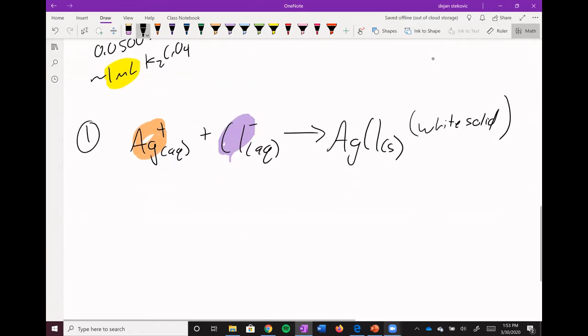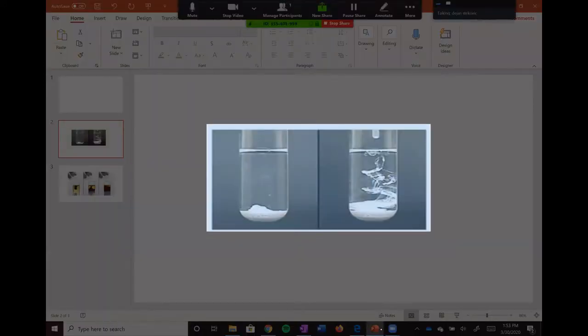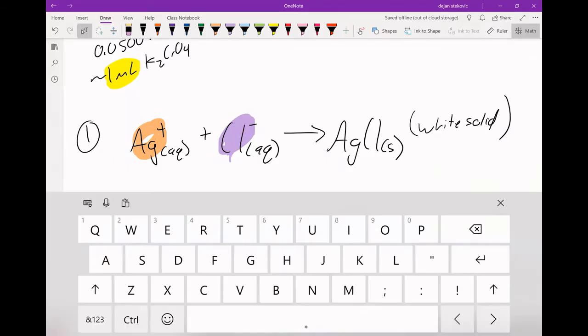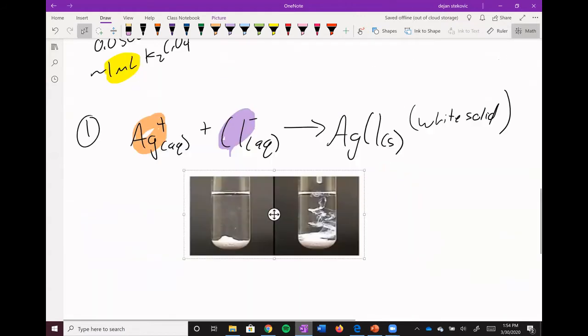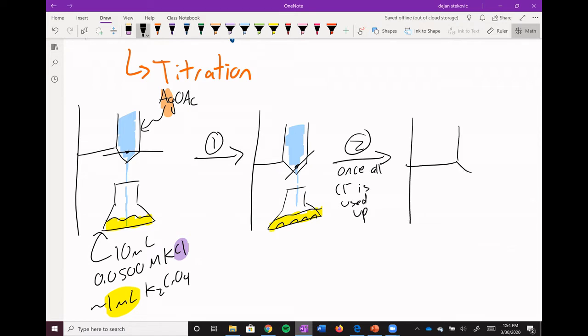So you'll be able to see a little bit in the video, but not too well. Here's a little picture of what this looks like. What you'll see is the solution kind of gets more opaque and more murky, but still yellow. That's just the silver chloride precipitating out. All right, so after that, another thing's going to happen. So two, and this happens once all the chloride is used up. So once all the chloride is used up, something else is going to happen.